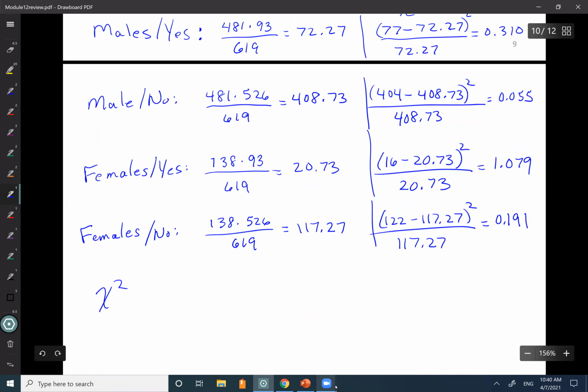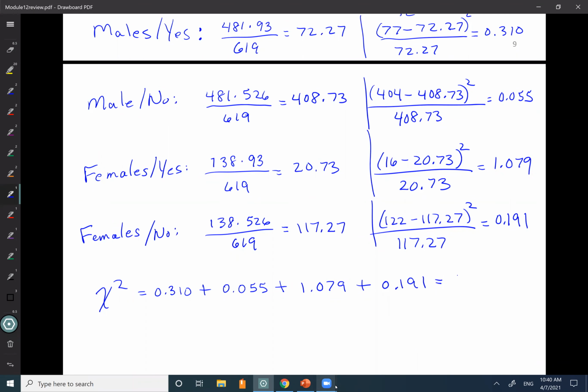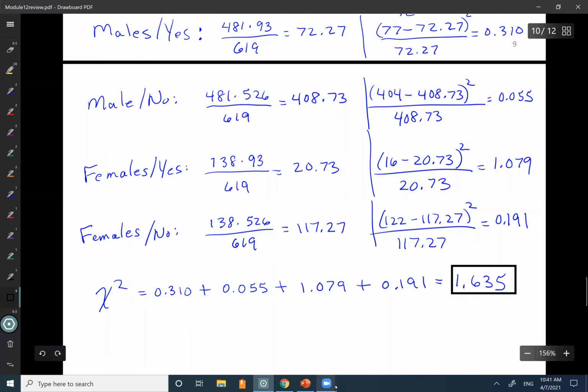So the chi-square observed value is the sum. So 0.310, that was the first category. Second category is 0.055. Third one is 1.079 plus 0.191. Grand total we end up with 1.635. So we want to keep that value in mind to compare.